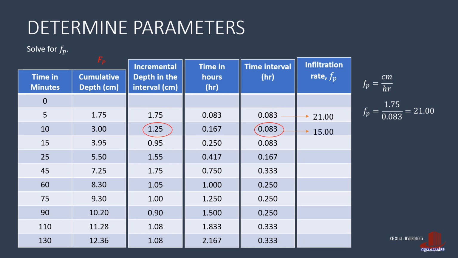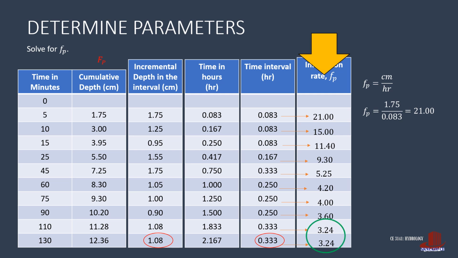1.25 divided by 0.083 is 15. 0.95 divided by 0.083 gives 11.4. 1.55 divided by 0.167 is 9.3. 1.75 divided by 0.333 is 5.25. 1.05 divided by 0.25 shows 4.2. 1 divided by 0.25 is 4. And also 0.9 divided by 0.25 is 3.6. 1.08 divided by 0.333 is 3.24. And again, 1.08 divided by 0.333 is 3.24.